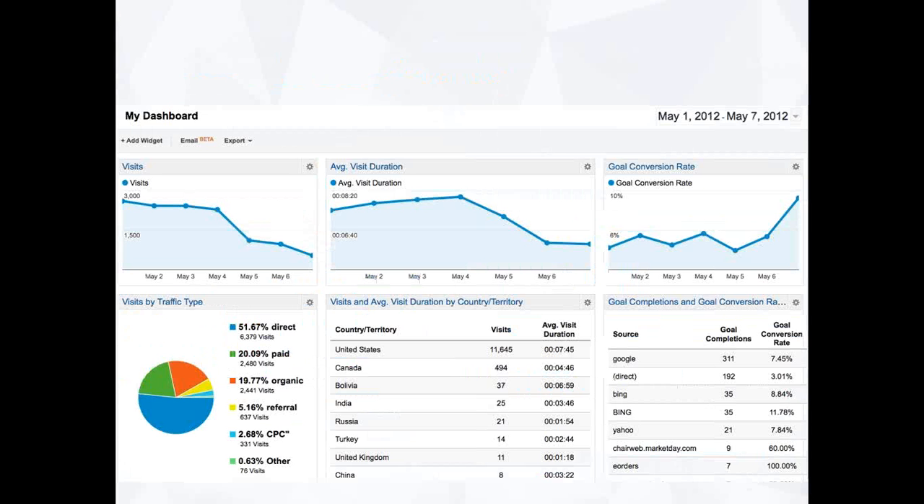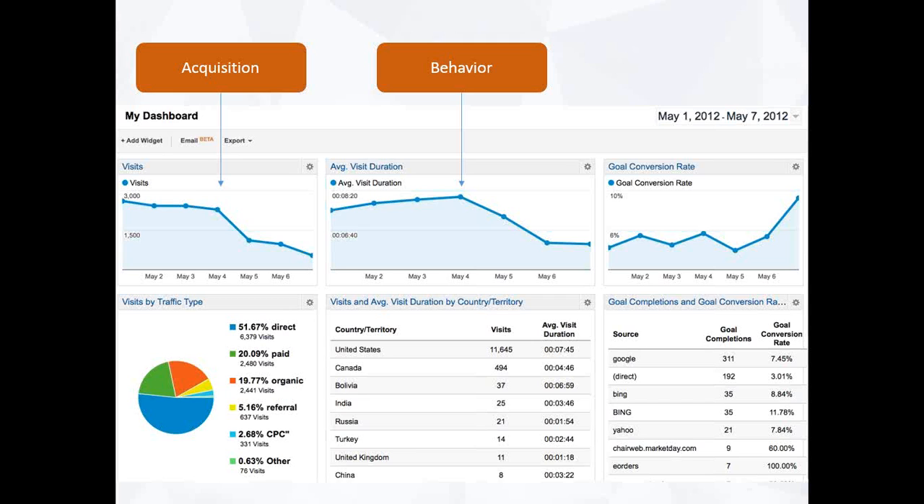So let's look at some of the sample dashboards and see how they look. Okay, so here we have a dashboard created from Google Analytics, and this is a 7-day analytics dashboard. It has number of visits, okay, good enough, and we have traffic, visits by traffic type. So a pie chart, 51% direct, 20% paid, 20% organic. Excellent. So we have our acquisition section in place.